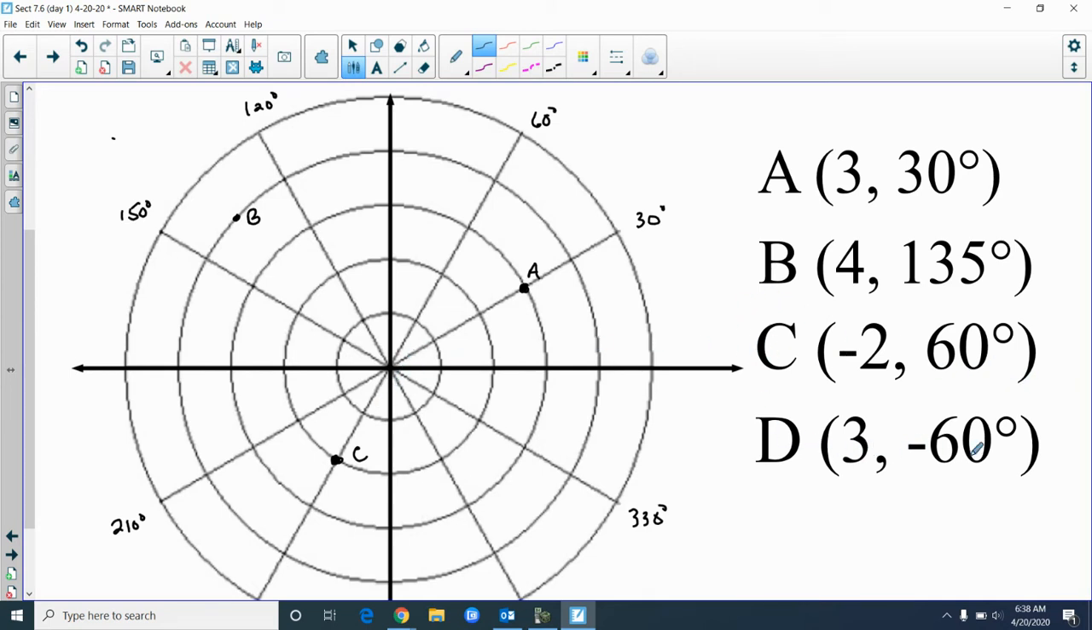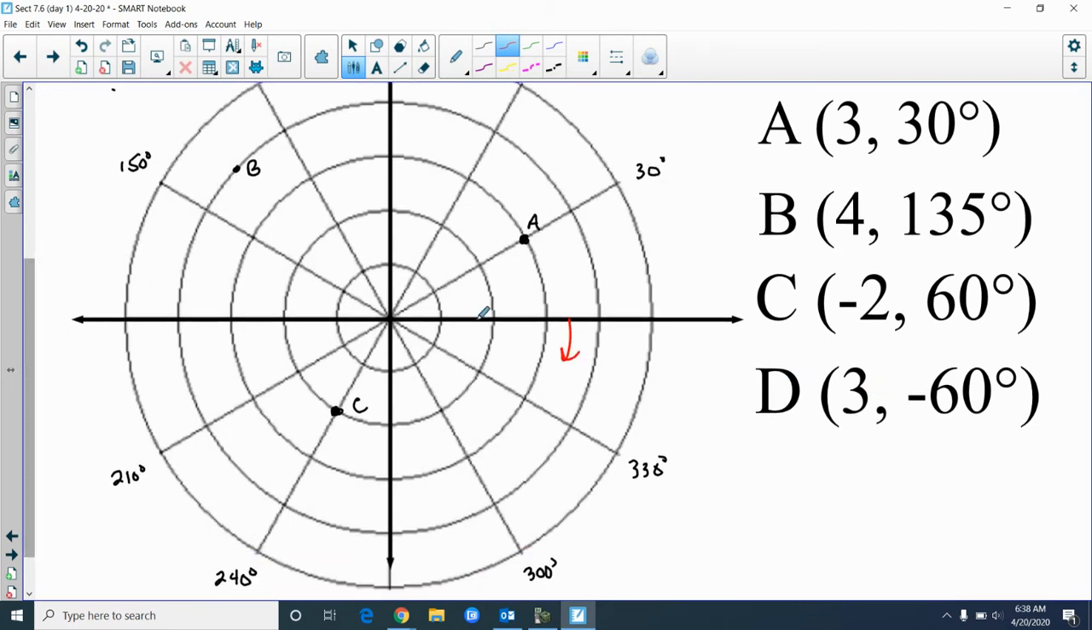And if I have 3, negative 60 degrees, just like for a positive angle we go counterclockwise, for a negative angle we're going to go clockwise. So 3, negative 60 degrees would be, you go out 1, 2, 3, and then you go to negative 60 degrees. And that's going to be D.